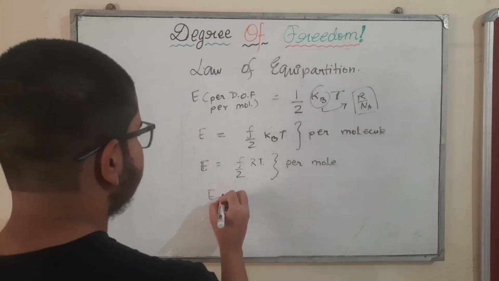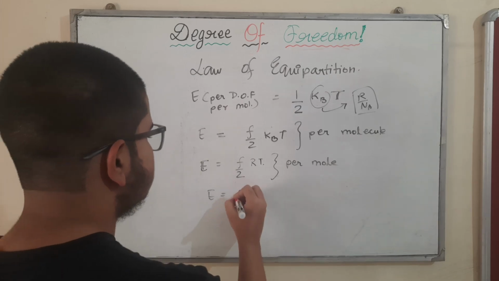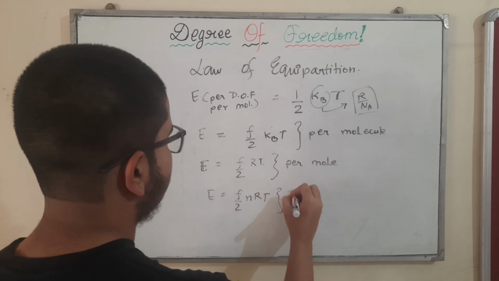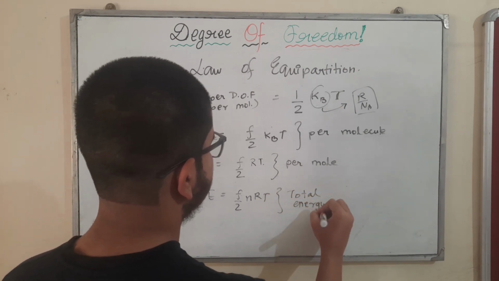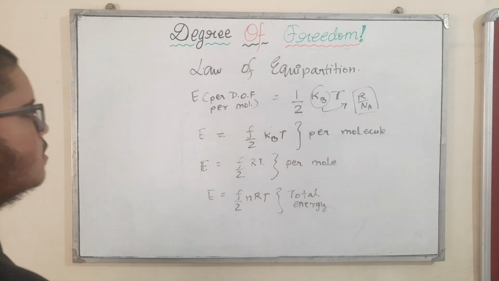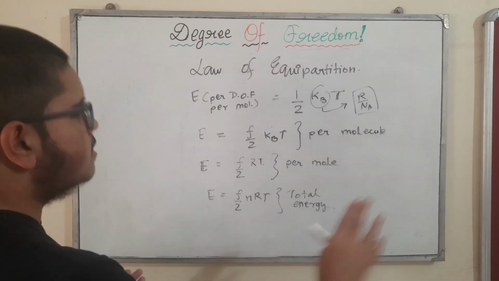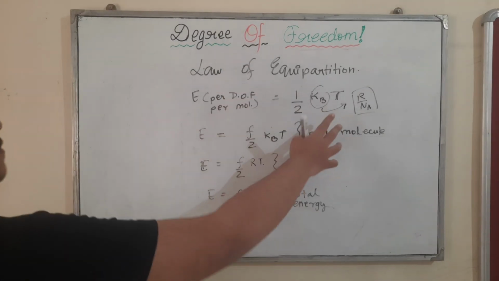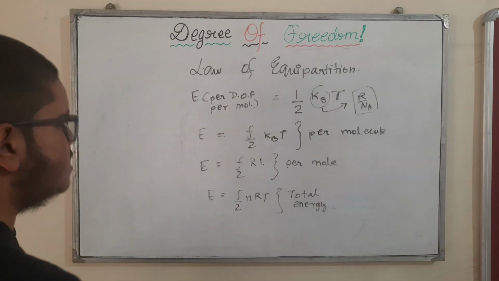Now another form, let's say you have n moles. So what is the total energy? f by 2 nRT. This is the total energy. Now, you can get several formulas and equations by altering this equation. You just need to remember that E is equal to half kBT.